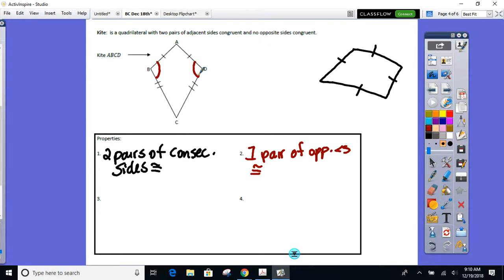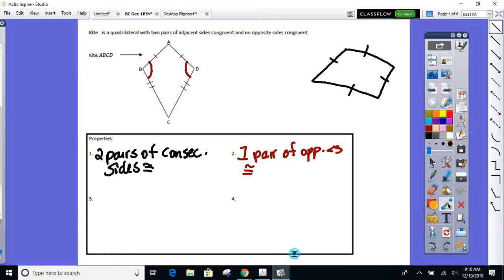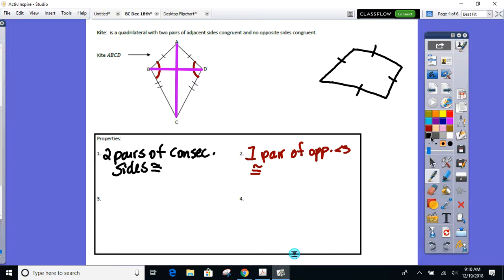Everyone good so far? Because now we're going to introduce these, AC and BD. Those diagonals are perpendicular. Well, they don't look congruent, and they're not. Diagonals are perpendicular.